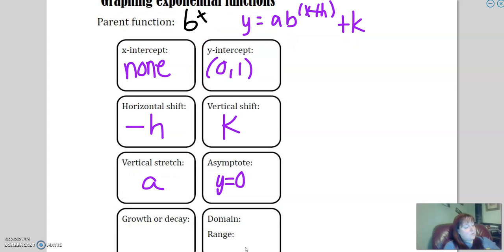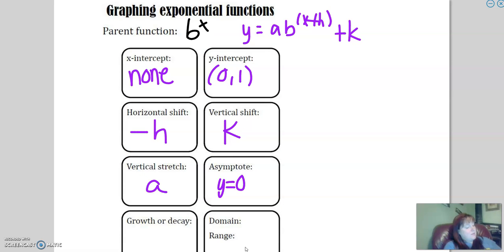How do we know if it's growth or decay? Well, if b is greater than 1, it's growth. And if b is in between 0 and 1, 0 is less than b is less than 1, then it's going to be decay.